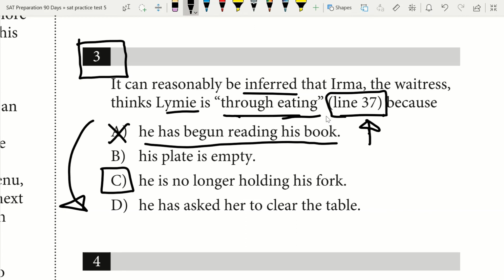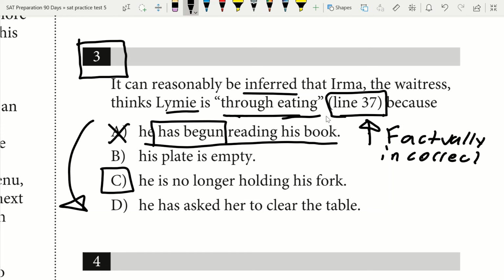It can't be correct because it's not factually true. Also, even though he has been reading his book, he did not just begin to. So that is factually incorrect. Furthermore, since he's already been reading his book for a while, that would not indicate to her that he's just now through eating.